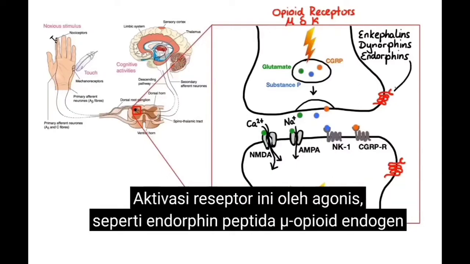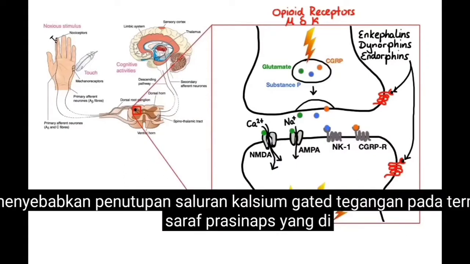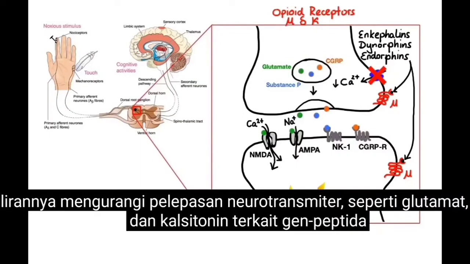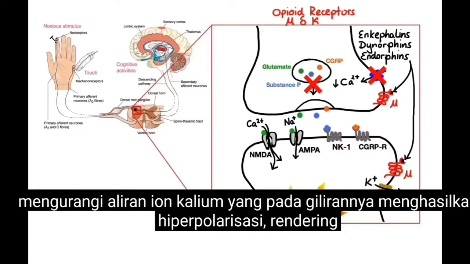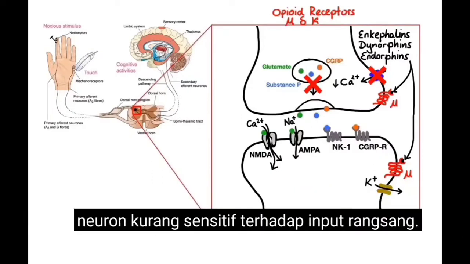Activation of these receptors by an agonist, such as the endogenous mu-opioid peptide endorphin, causes closing of the voltage-gated calcium channels on the presynaptic nerve terminals, which in turn decreases the release of neurotransmitters such as glutamate, substance P, and calcitonin gene-related peptide. In addition to that, activation of opioid receptors leads to opening of potassium channels, allowing efflux of potassium ions, which in turn results in hyperpolarization, rendering neurons less sensitive to excitatory inputs.